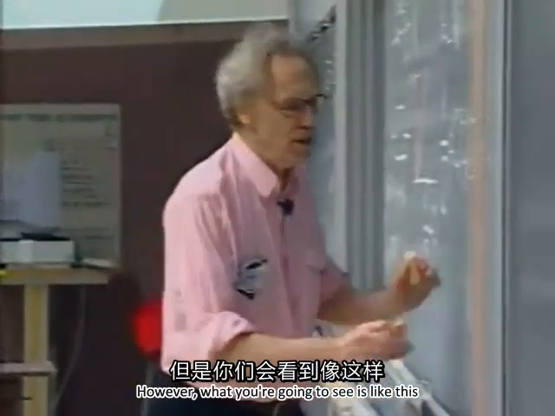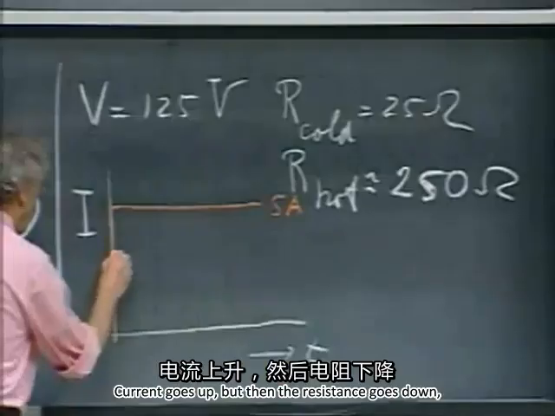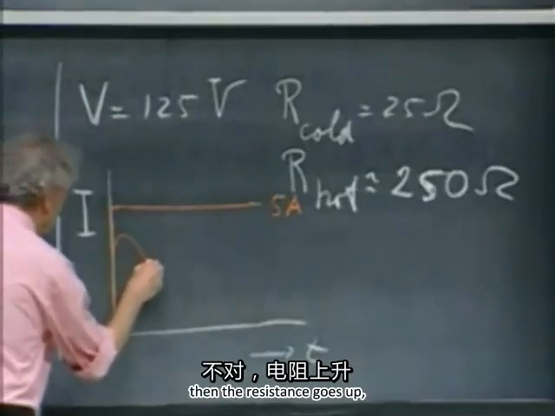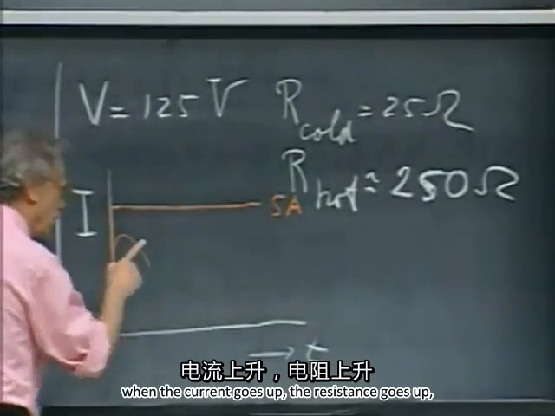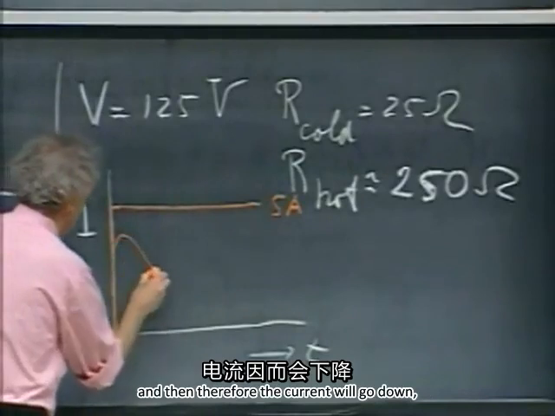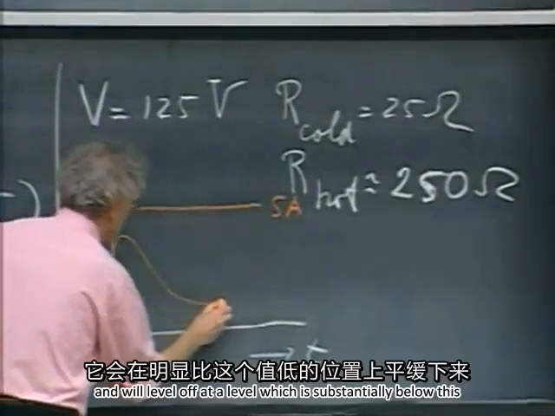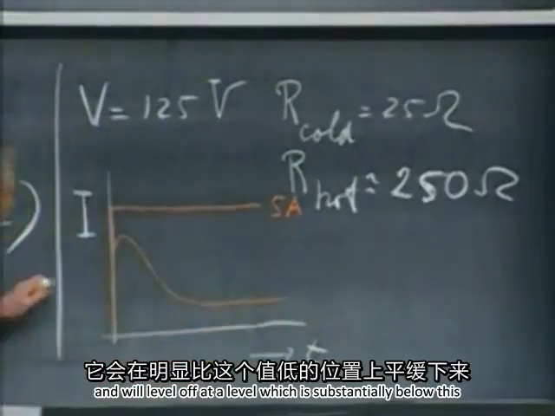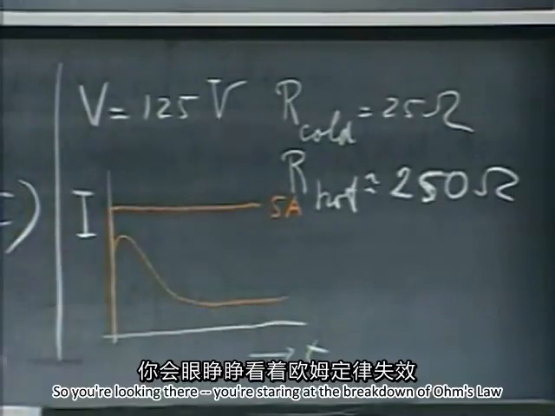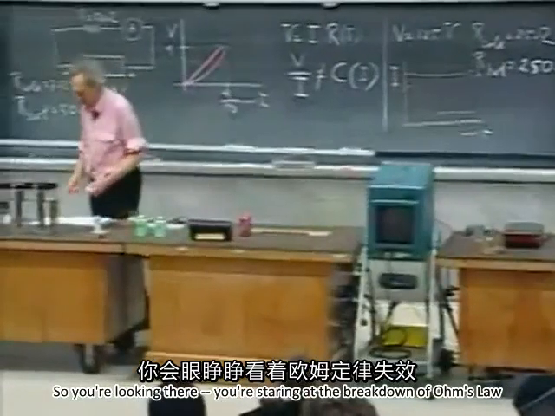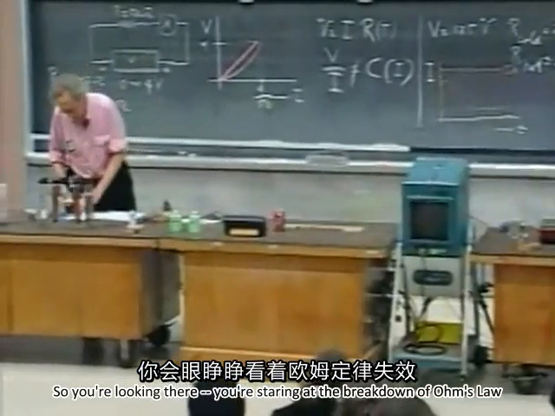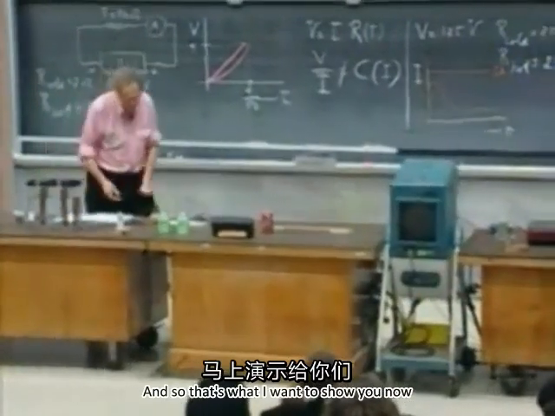However, what you're going to see is like this. Current goes up, but then the resistance goes up. When the current goes up, the resistance goes up. And then therefore the current will go down and will level off at a level which is substantially below this. So you're staring at the breakdown of Ohm's law. And so that's what I want to show you now.